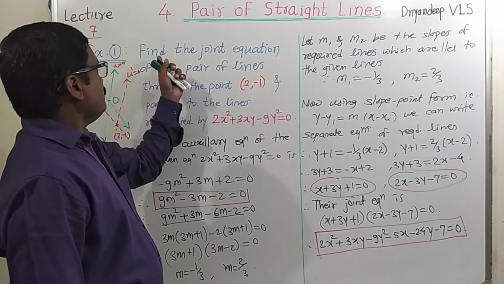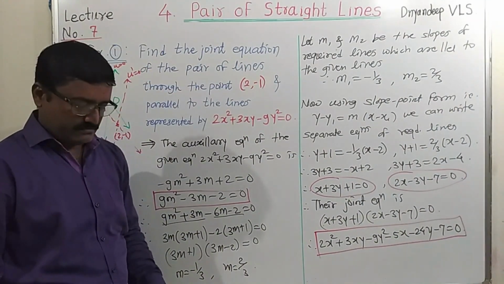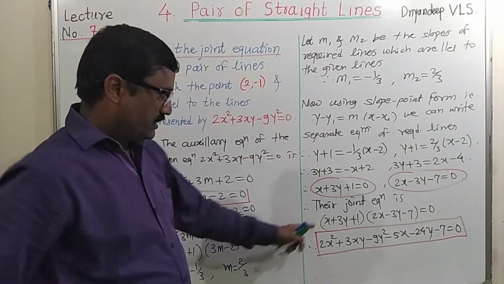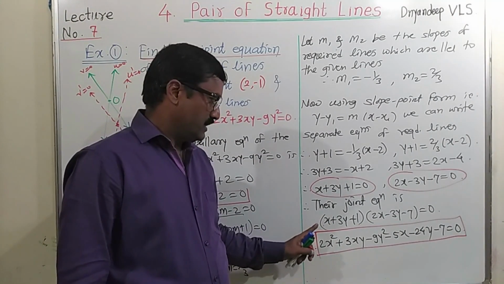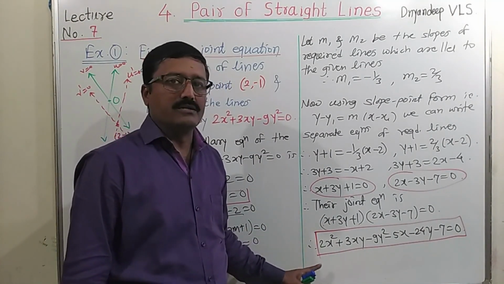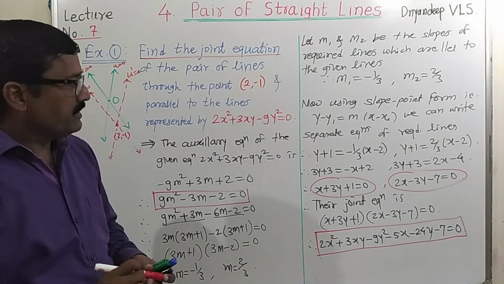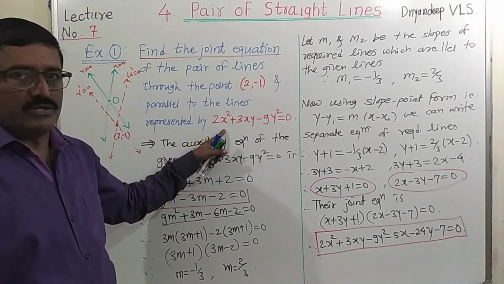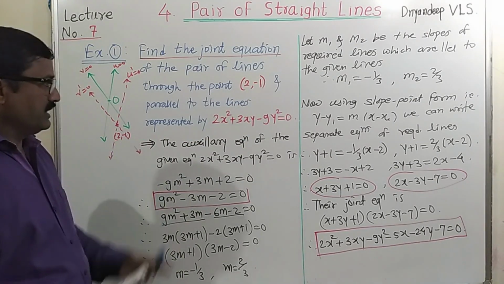The question asks to find the joint equation. What is asked here? Find the joint equation. So take the product of those two equations, and after simplification we get the joint equation of the pair of lines passing through the point (2, -1) and parallel to these two lines. Okay, it's one type of example.